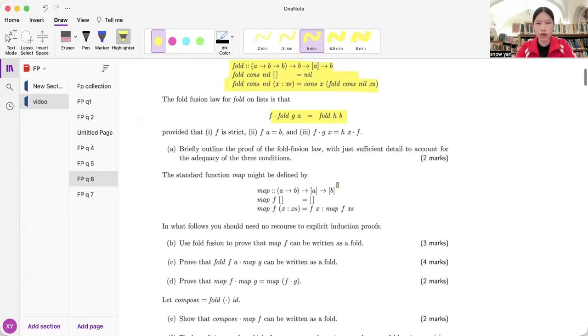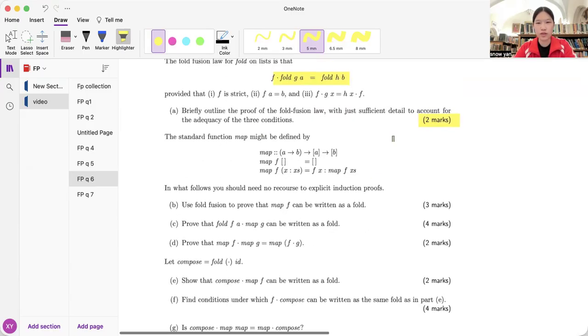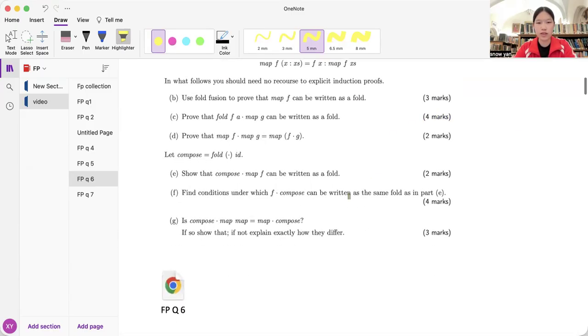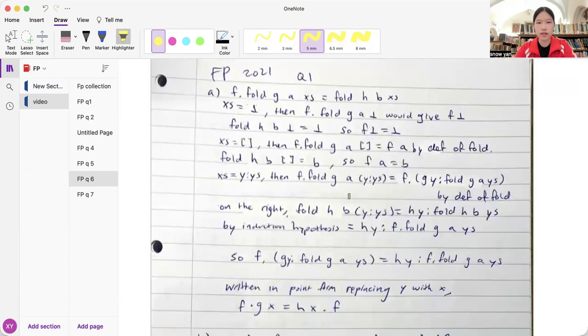And then part A asks us to briefly outline the proof of the fold fusion law with just sufficient details to account for the adequacy of the three conditions. Two marks are allocated for this. This is basically a past question that we did before, except it's just fewer marks, so I guess it means it's slightly less rigorous.